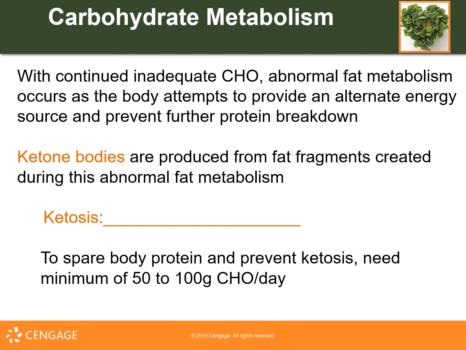Carbohydrate metabolism. With continued inadequate carbohydrates, abnormal fat metabolism occurs as the body attempts to provide an alternate energy source and prevent further breakdown. Ketone bodies are produced from fat fragments created during this abnormal fat metabolism. Ketone bodies produce an alternative fuel source during starvation, but when production exceeds their use, they accumulate in the body, causing ketosis. So ketosis is the accumulation of ketone bodies in the blood. You need about 50 to 100 grams of carbohydrate a day to prevent ketosis.